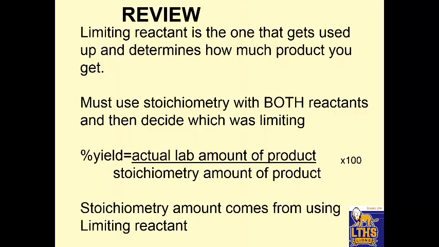Okay, so to review, limiting reactant is the one that gets used up and determines how much product you get. You have to use stoichiometry with both reactants and then decide which was limiting. Percent yield is the actual lab amount of product divided by the stoichiometry amount of product. And then you multiply by 100 to make it a percent. And the stoichiometry amount comes from using the limiting reactant.